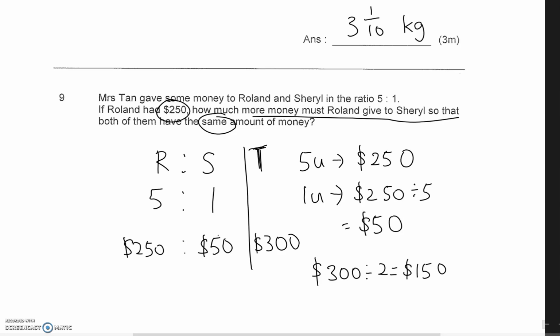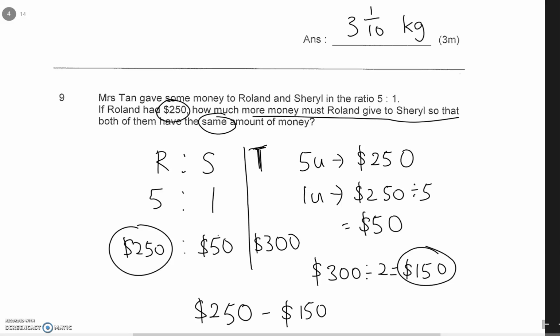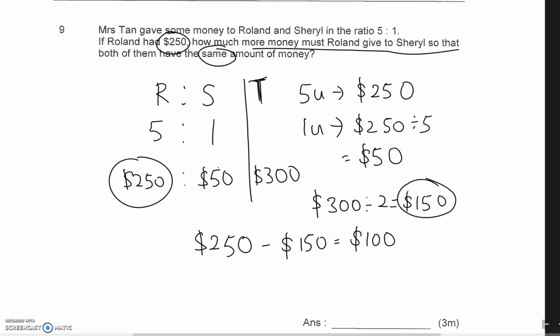150, 150. Right now, what happens is that Roland has got 250. And to make sure everyone has equal amount, each one should only get 150. So how much money has to be given away? From 250 to 150, it will be 250 minus 150 gives you $100. So Roland's got to give away $100 so that everyone gets 150.